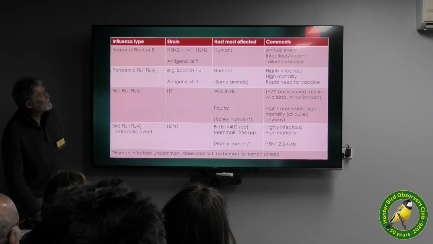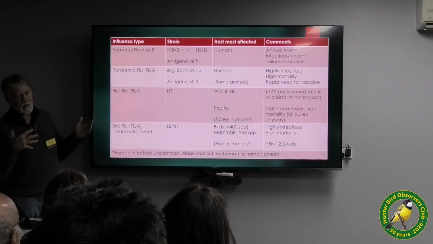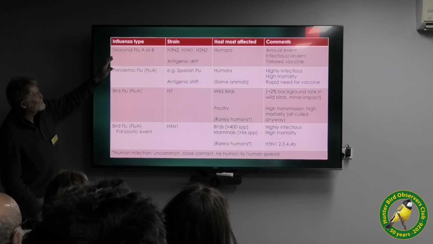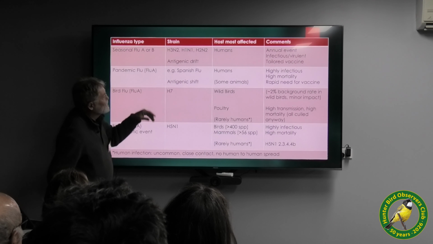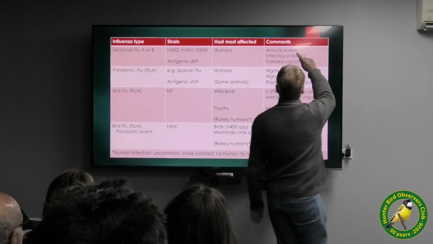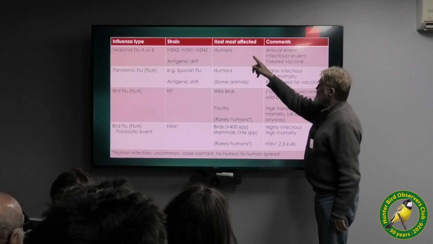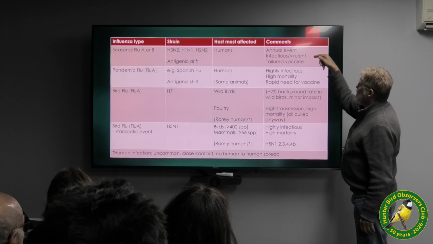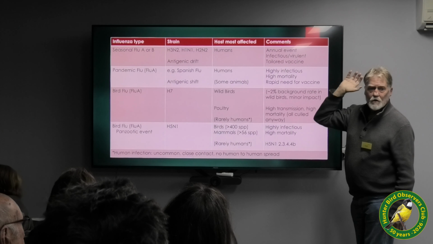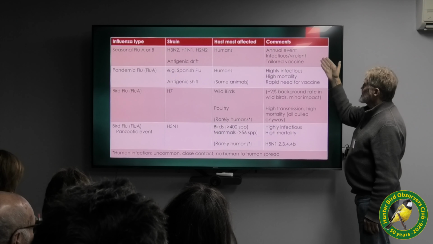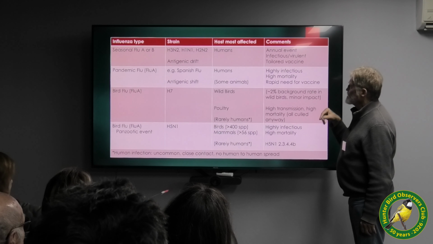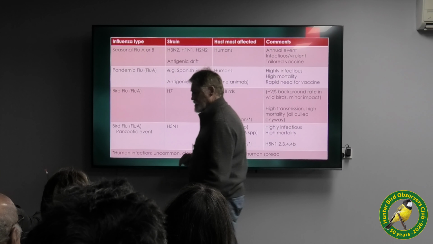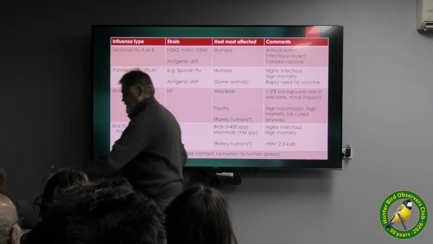So this is a table I've cobbled together, and it's not perfect, but it gives you a general idea of what's going on. So seasonal flu, which we're heading into the season for at the moment, is an annual event, affects humans mainly. It's infectious, it can be quite nasty. It does kill maybe 1,000 or so people each year, and you need a tailored vaccine for it. That's the antigenic drift.